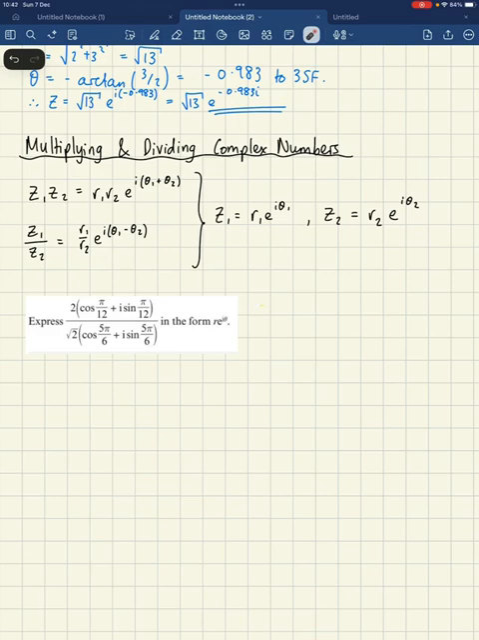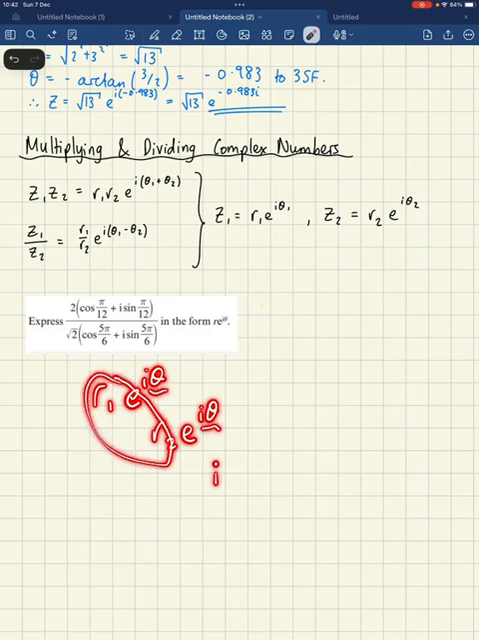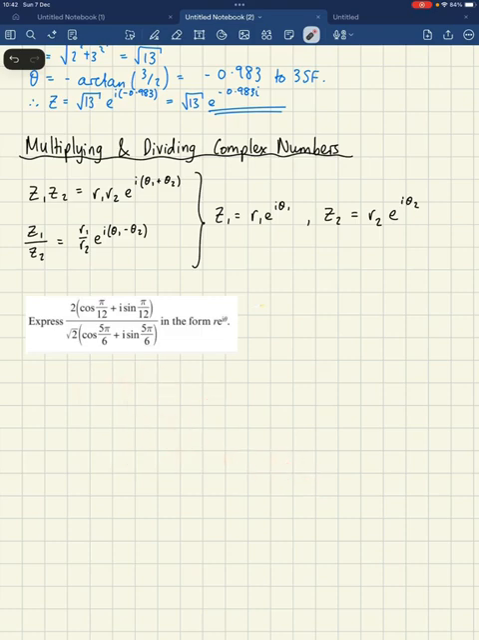Now see, if you've got r1 e to the i theta 1, r2 e to the i theta 2, if you're multiplying together you'll get r1 r2, and then you just add the indices together, so you'll get theta 1 plus theta 2. Basically I've just proved it now. And then you just do the opposite for that.